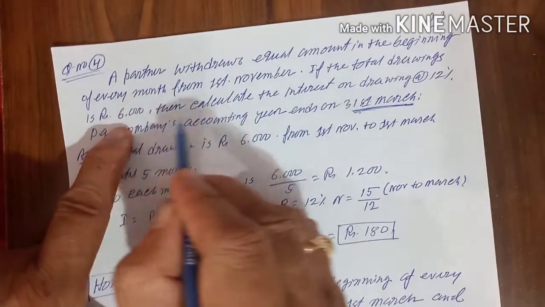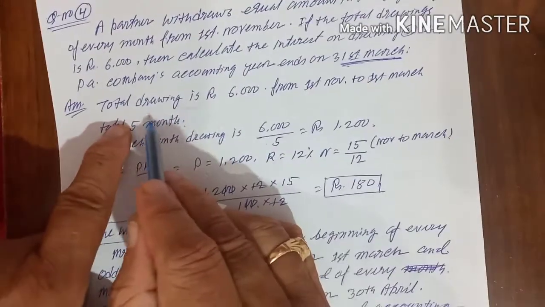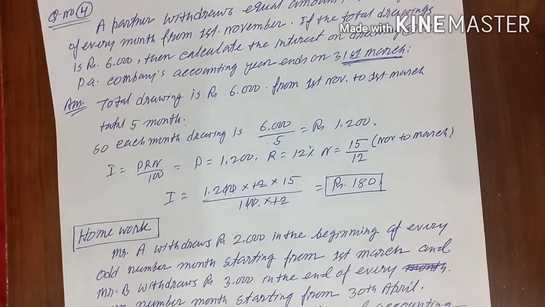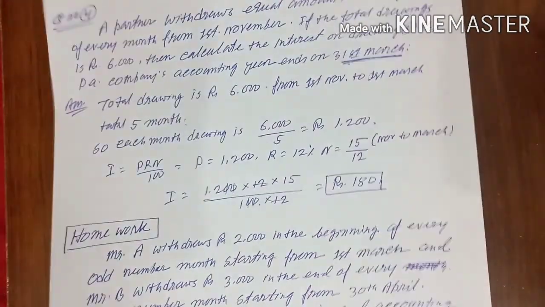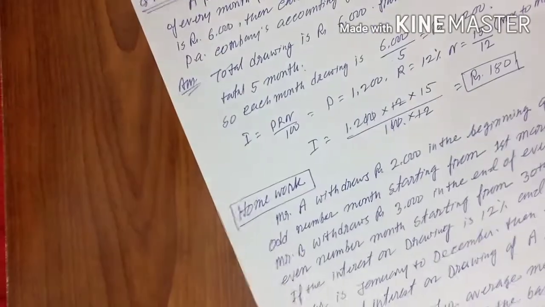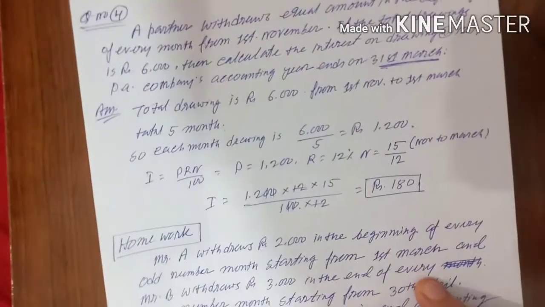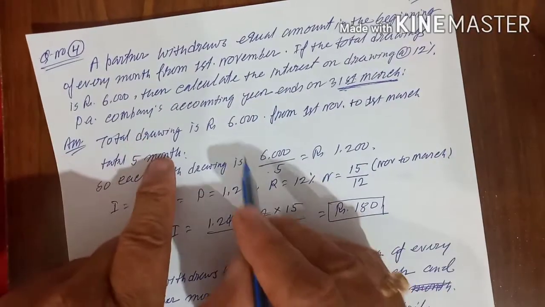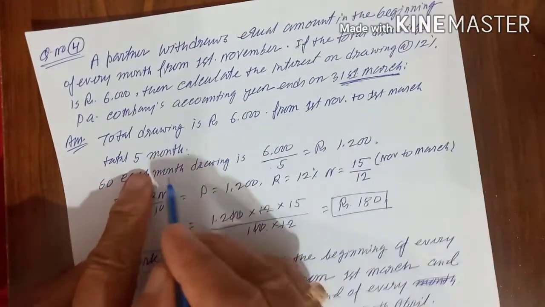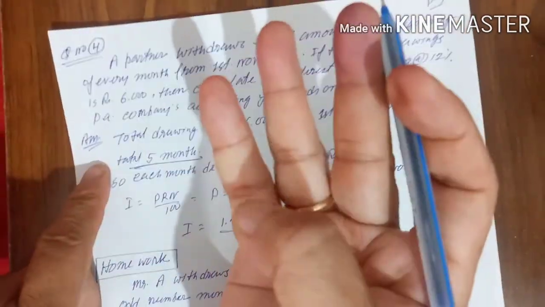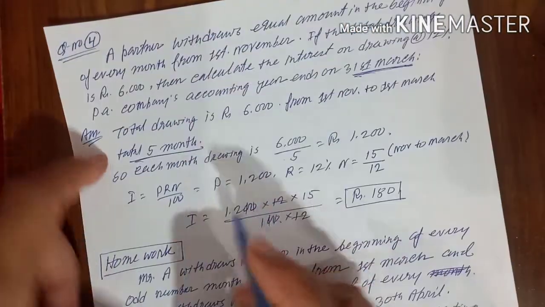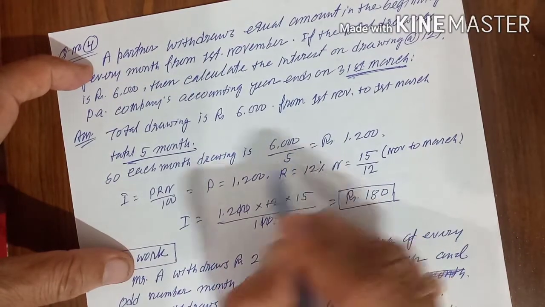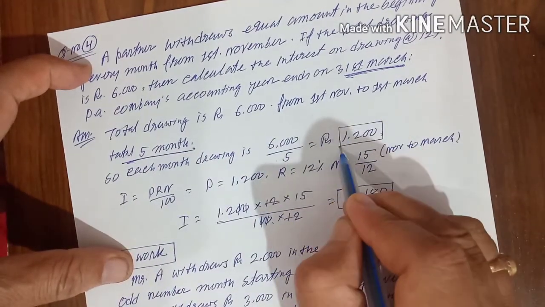Now you have to calculate the interest on drawing. Total drawing is rupees 6,000. That is from 1st November to 1st March. And this 6,000 you are getting from 1st November to 1st March, and that is 5 months: November, December, January, February, March. So 5 months you are getting total 6,000. That means each month you are withdrawing 1,200.